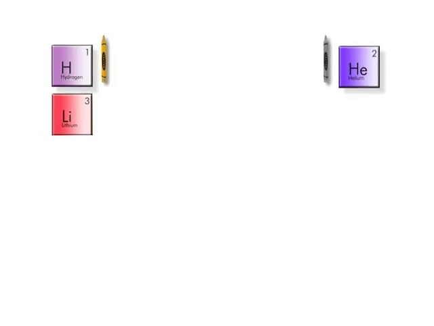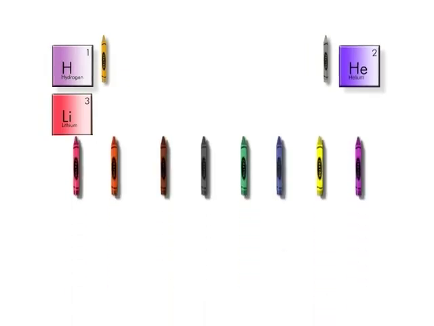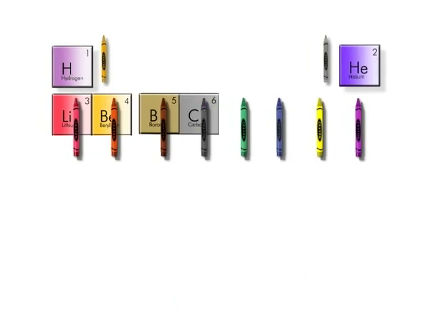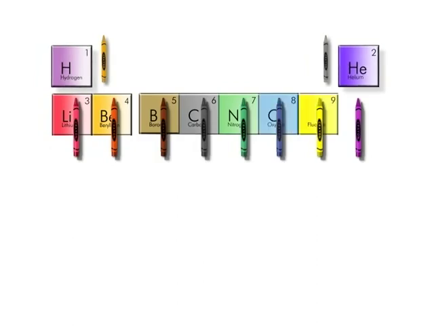Adding 1 proton at a time, we get lithium with 3 protons, beryllium with 4, then boron with 5. Carbon has 6 protons. Nitrogen is measured as having 7 positively charged protons. Oxygen has 8, fluorine 9, and then neon with 10 protons.